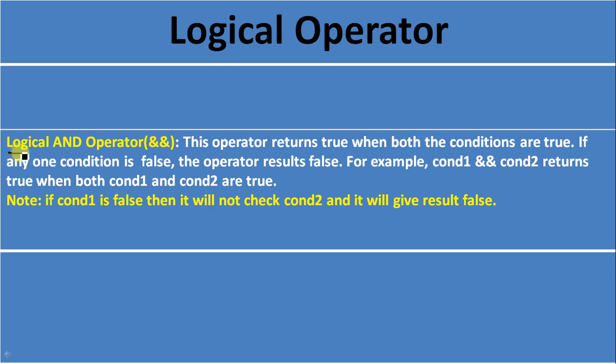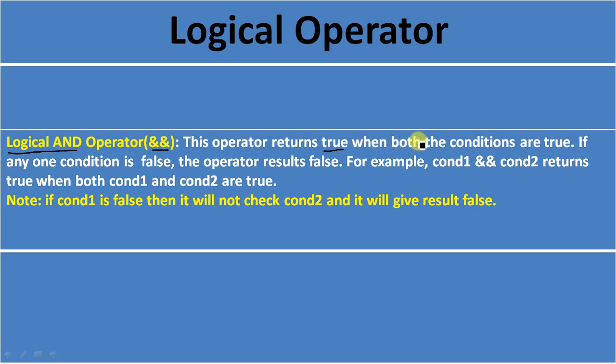The logical AND operator we denote by ampersand ampersand. This operator returns true when both conditions are true. If both conditions are true, then this operator returns a true value. If any one condition is false, the operator result is false.